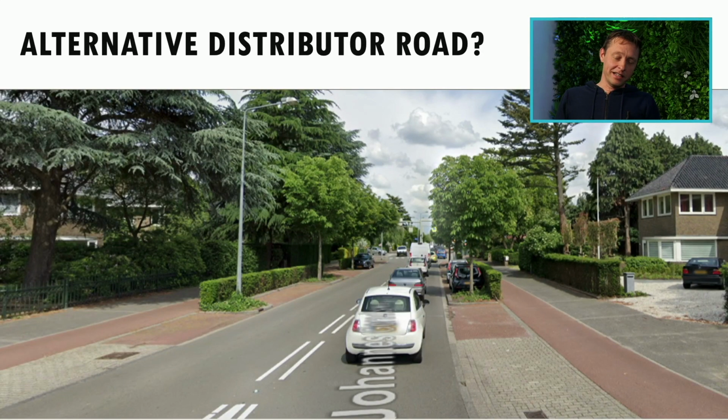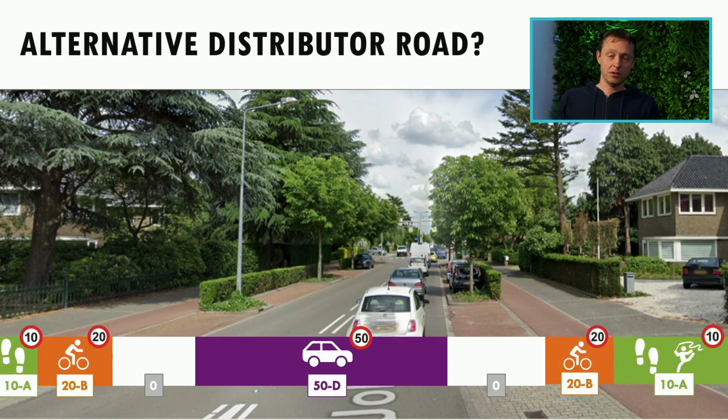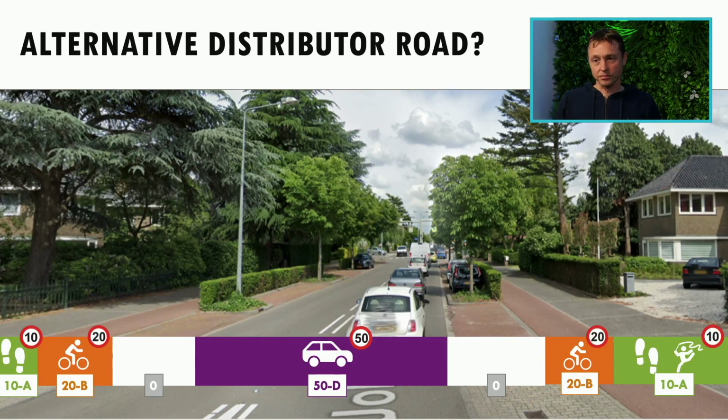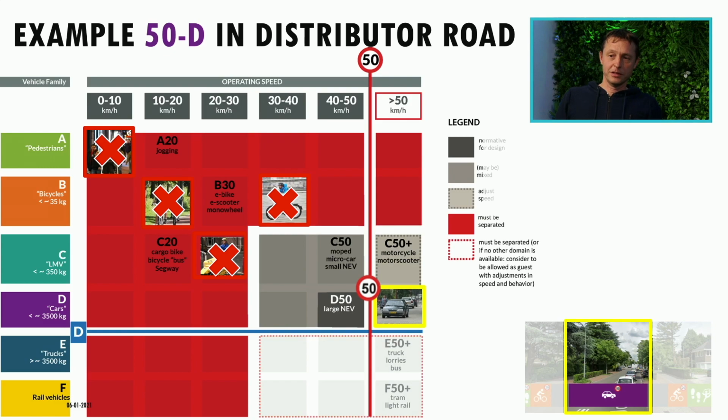So it's not as wide as the more highway-type road we saw, but it could also apply to a 2x2 road. Let's take a look at the domains. There's still the 50D for the car, there's still the 10A for the pedestrians, but the bicycle path is separated from the road by some buffer space, so it's physically separated. And it's a third domain, the 20B. Now let's see what happens if we try to assign our vehicles. The car, of course, still goes in the 50D without any problem, and the rest, as before, still applies.